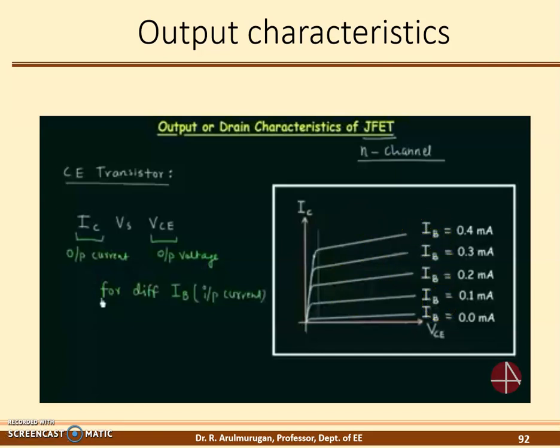That's why the input current is applied. I have explained the class A amplifier, and I have drawn the class A amplifier output characteristics here: output current versus the output voltage. Based on the variation of the input current, the output is changed. So this is called output characteristics.